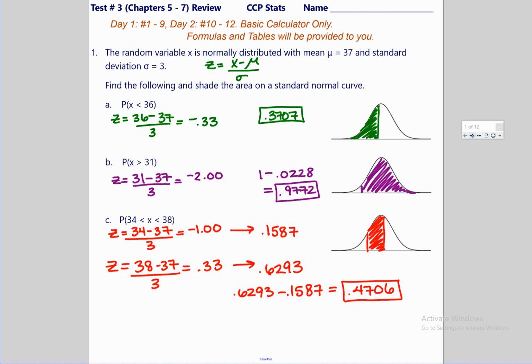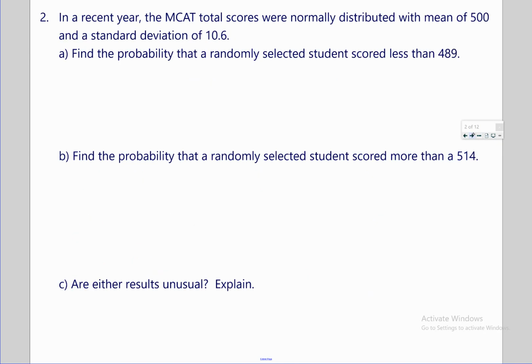All right, moving on. Number 2: in a recent year, the MCAT total scores were normally distributed with a mean of 500 and a standard deviation of 10.6. Find the probability that a randomly selected student scores less than a 489. So this is really similar to what we just did, just in word problem format. So we're finding the probability that our student's score, x in this case, is less than 489. Again, we're going to transform it to a z-score, and then find the corresponding area, which is going to give us that probability.